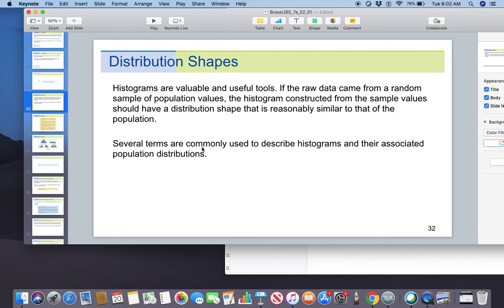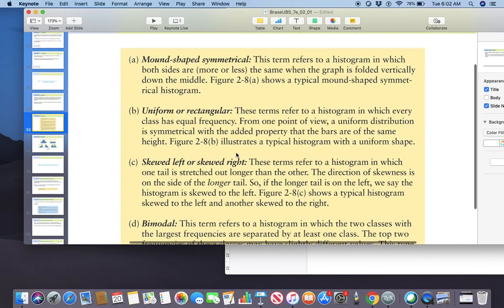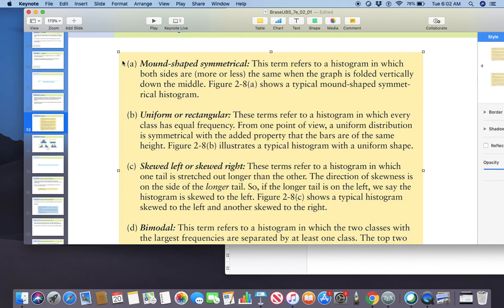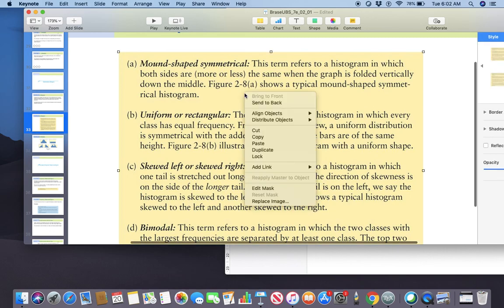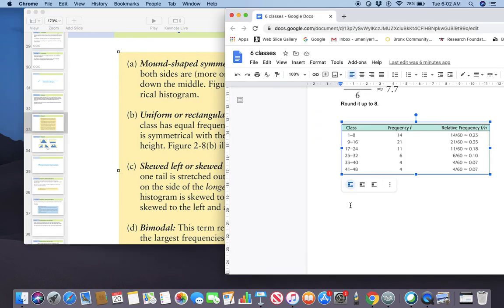Now, several terms are commonly used to describe histograms and their associated population distributions. Here are the terms. Mound-shaped symmetrical. This term refers to a histogram in which both sides are more or less the same. All right. So let me maybe copy and paste so we can read off of it.